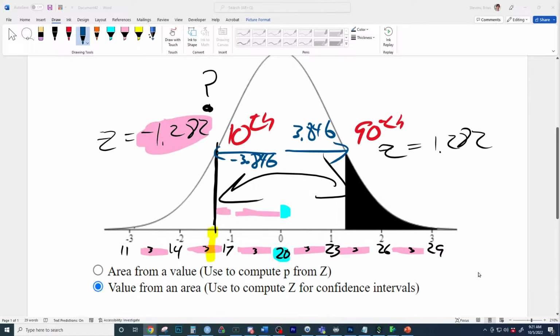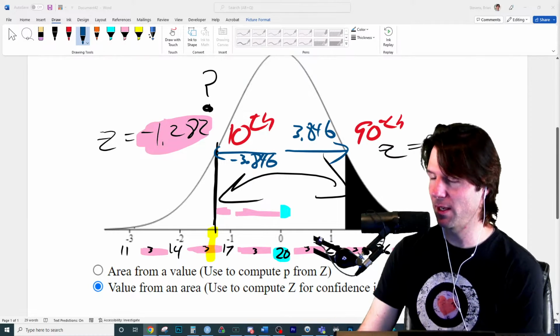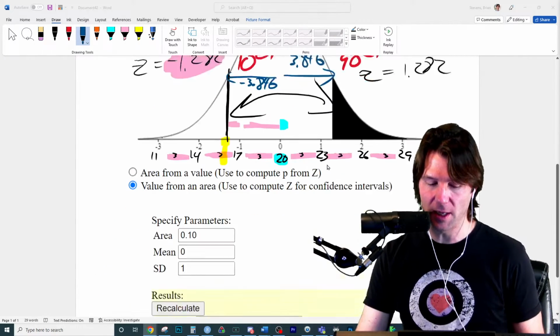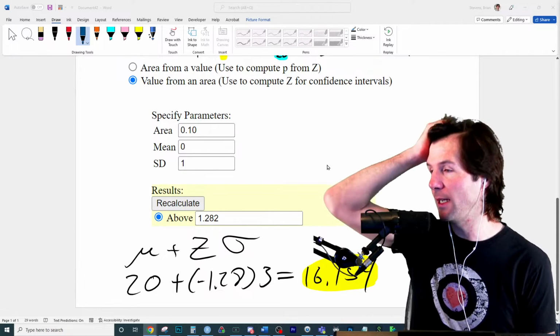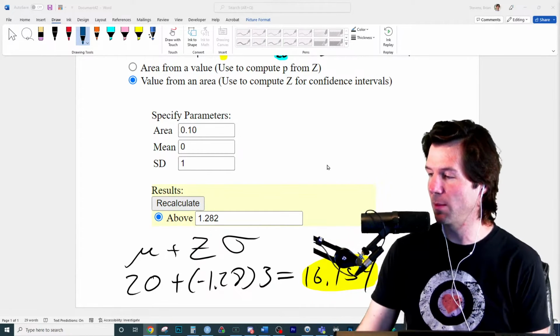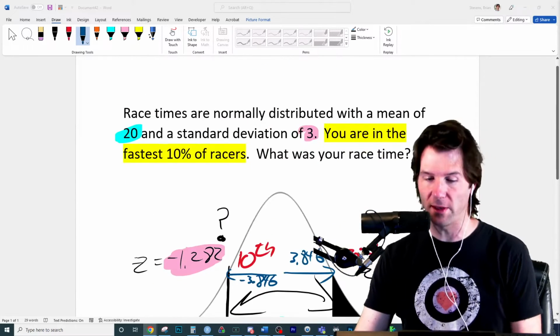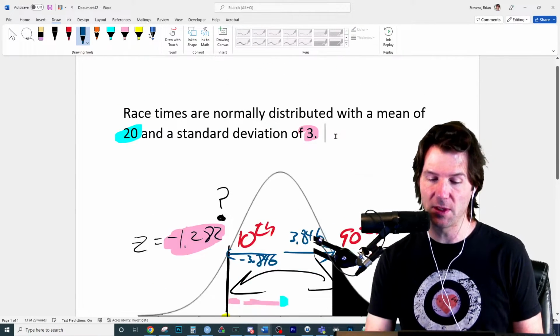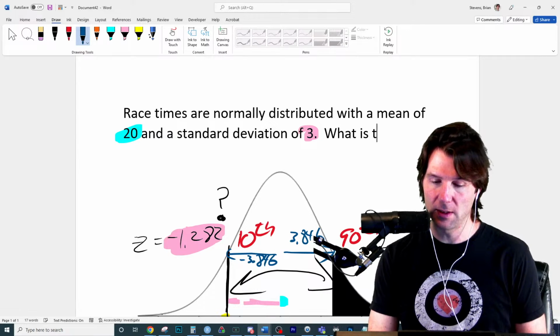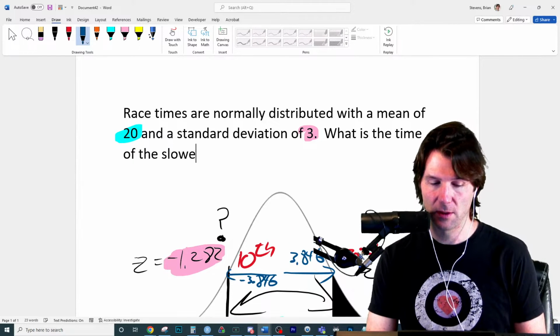How are we doing on this understanding of how this was solved? And then to solve it on the calculator, if I asked you for the fastest 10%, you ready? So now we're going to do a calculator solve. Now careful, this is a different question. What is the time of the slowest 10% of runners?